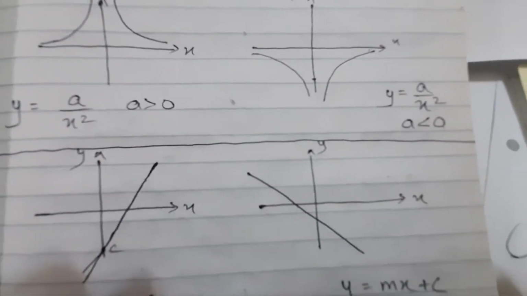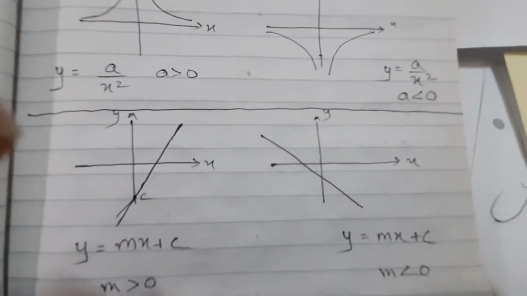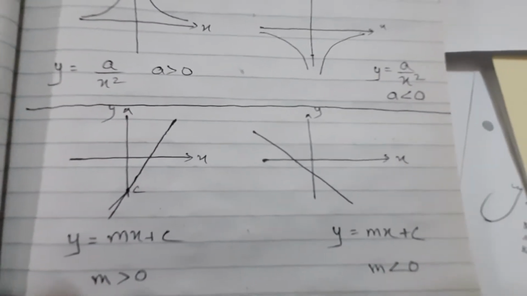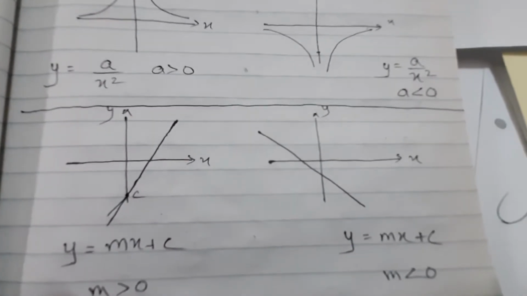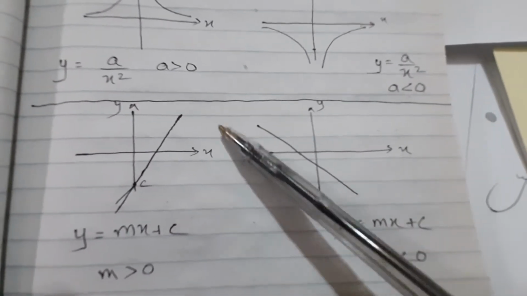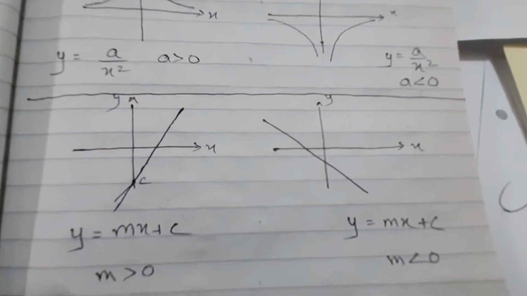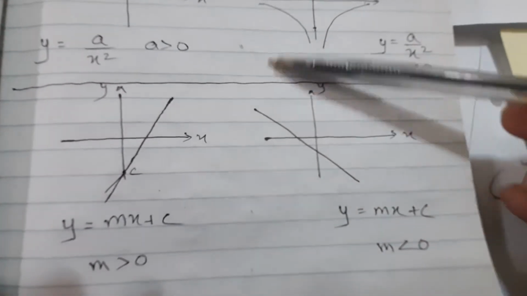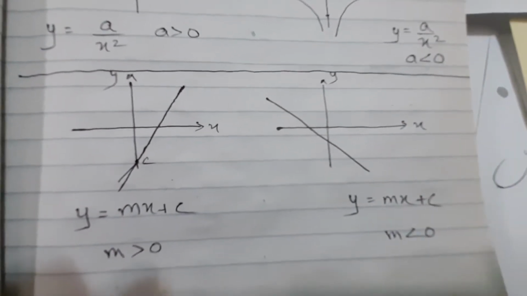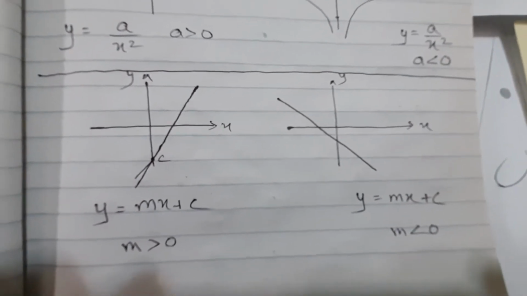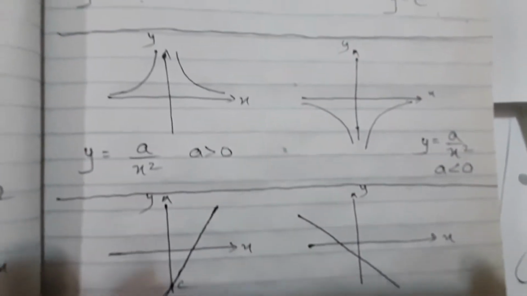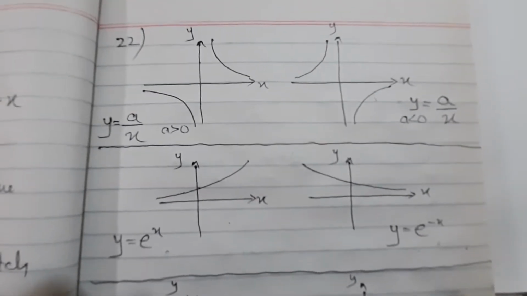This graph is very familiar to you because you have done coordinate geometry. y equals mx plus c. We know when the line has this shape, the gradient is positive. When the line has this shape, the gradient has a negative value. So we have seen linear, and we have seen these 3 types of graph. So let's see more types and then we will go to the question.